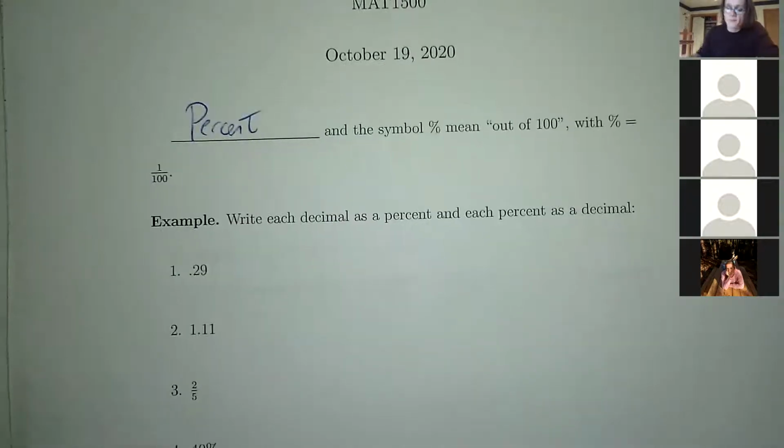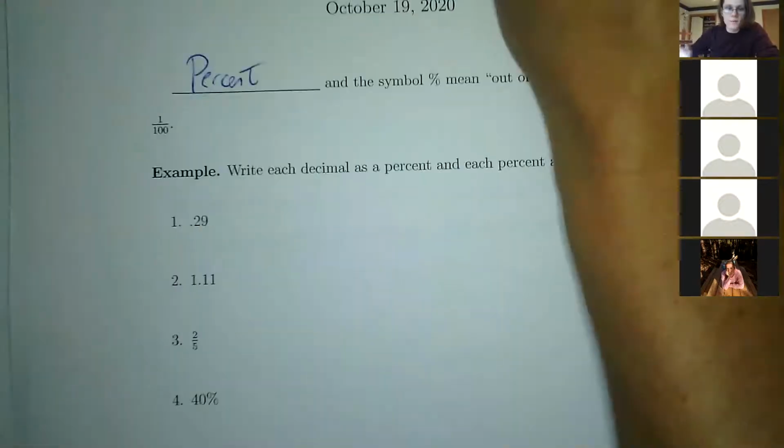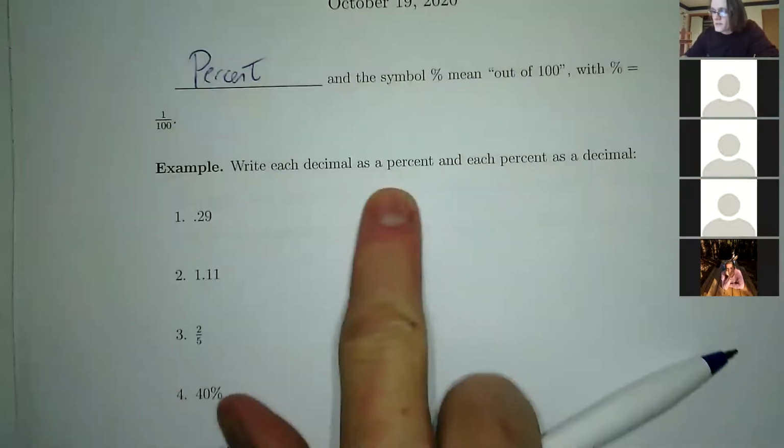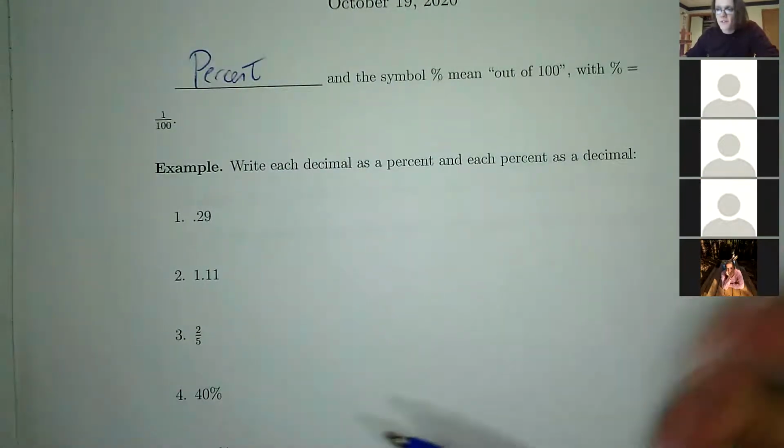So, percentages are what we're talking about. For instance, we can go back and forth. Write each decimal as a percent, and each percent as a decimal. We've done this before, again, but it's good review.